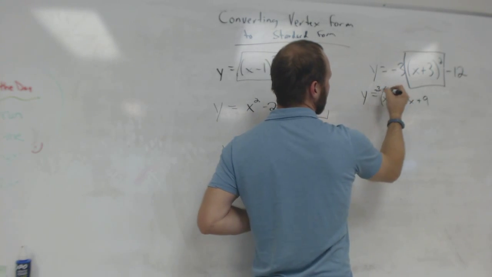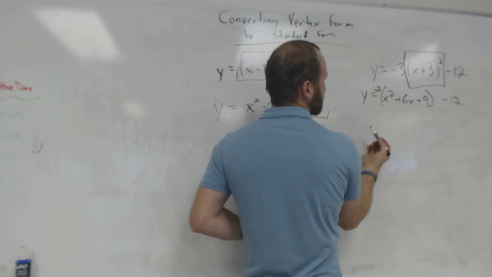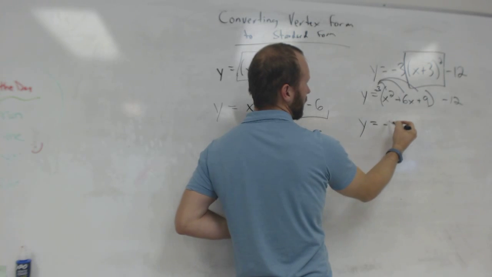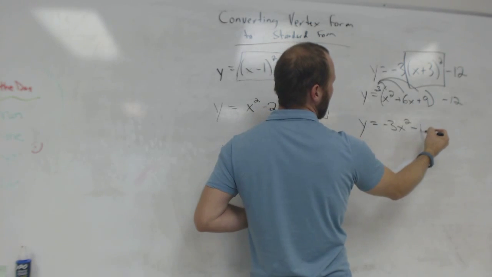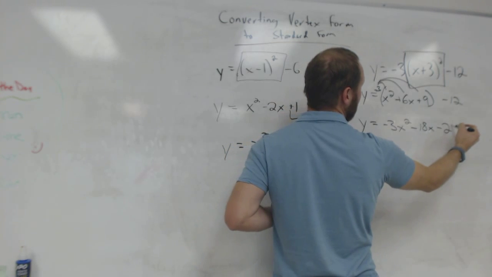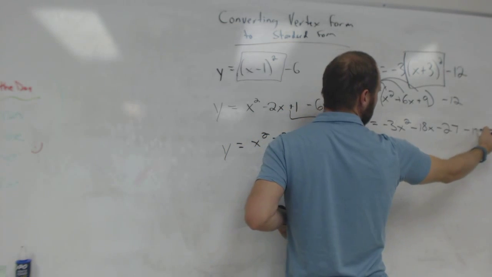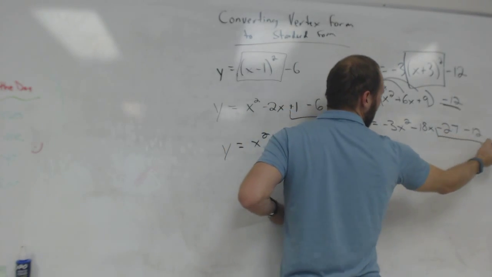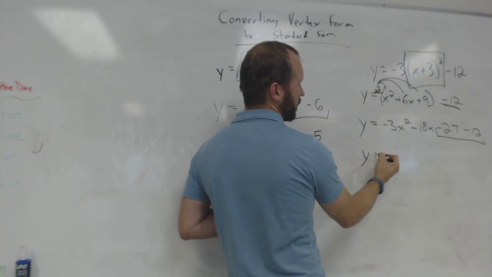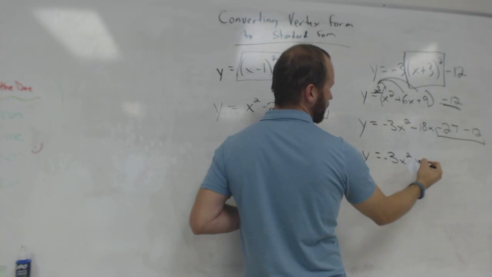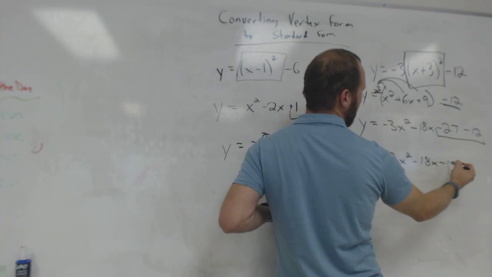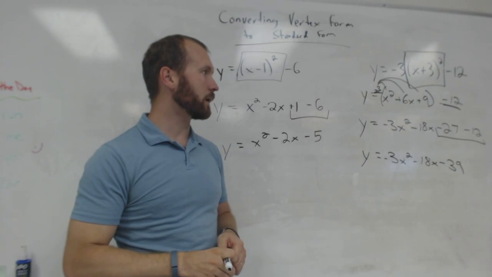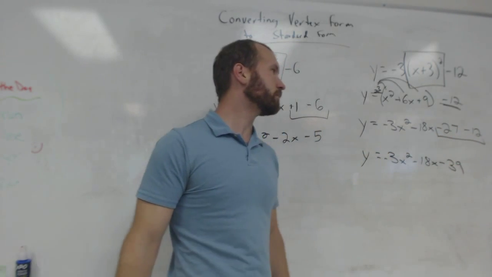Oops, I forgot my negative 3. Minus 12. So here my second step is I'm going to distribute negative 3 to each of those terms: negative 3x squared minus 18x minus 27 minus 12. This is not affected by this. And then I'm going to combine my constant terms. y equals negative 3x squared minus 18x minus 30. 27 plus 12 is 30.